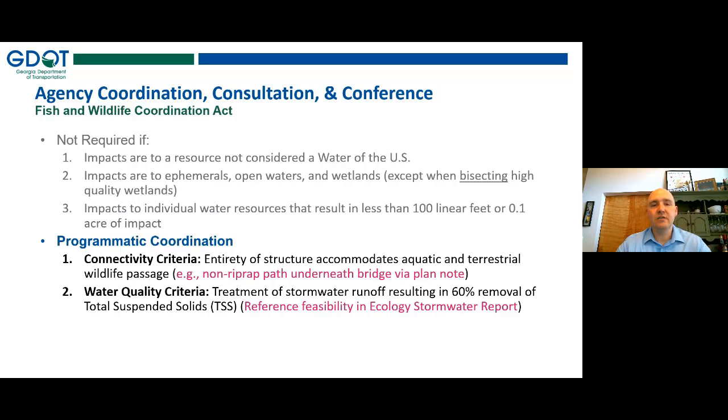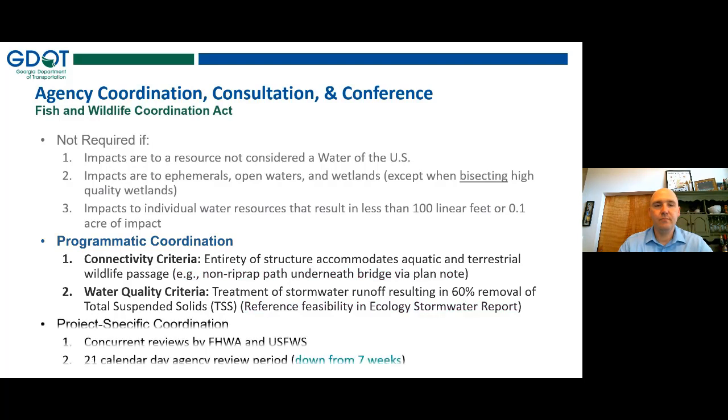The other criteria is a water quality criteria, and this is where we start to tie into the Ecology post-construction stormwater report, in that if we are able to treat stormwater runoff resulting in at least 60% TSS removal on a particular project, just where it relates to that particular resource that's being impacted, then that's something that we can move forward programmatically as well. But if we can't do either of those things, then we have project-specific coordination as well.